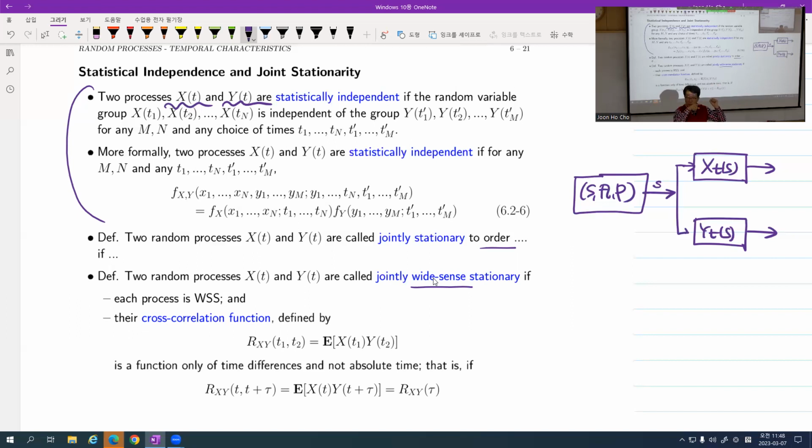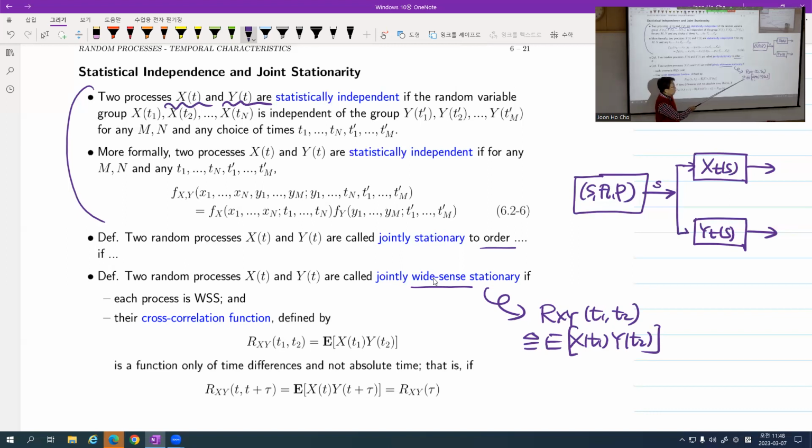Expectation of X of T and Y of S, or X of T1 and Y of T2. So this is our flow of idea, and it gives us that we have to handle something like this. Ready? And how do you name this? This is a kind of correlation function, right? And it's not autocorrelation because this is X and this is Y. So this function is called the cross-correlation function.